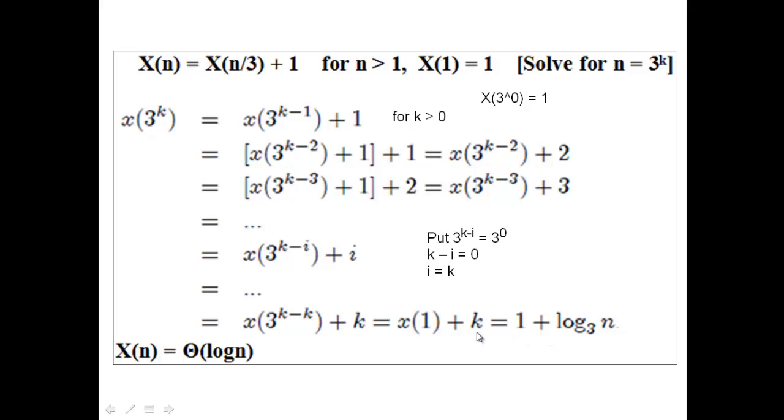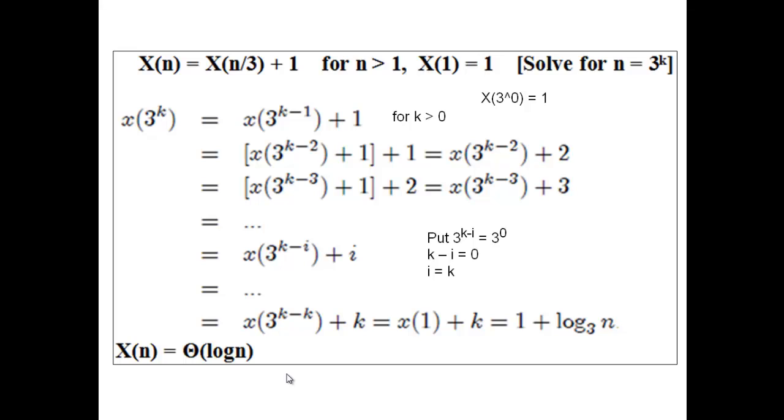Now if I write n equals 3 raised to k, k is going to be log n to the base 3. Right, so that's the property of logarithm. So if n is 2 raised to k, we say k is log n to the base 2. So if n is 3 raised to k, we can say k is log n to the base 3. Now we won't write in terms of theta notation, so we can discard the lower order term 1, and log n to the base 3 can be simply written as log n. So x of n is theta of log n.